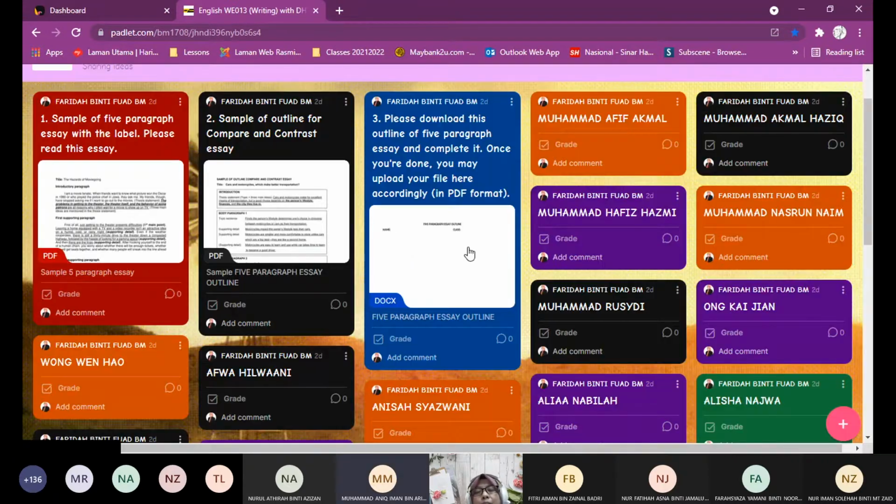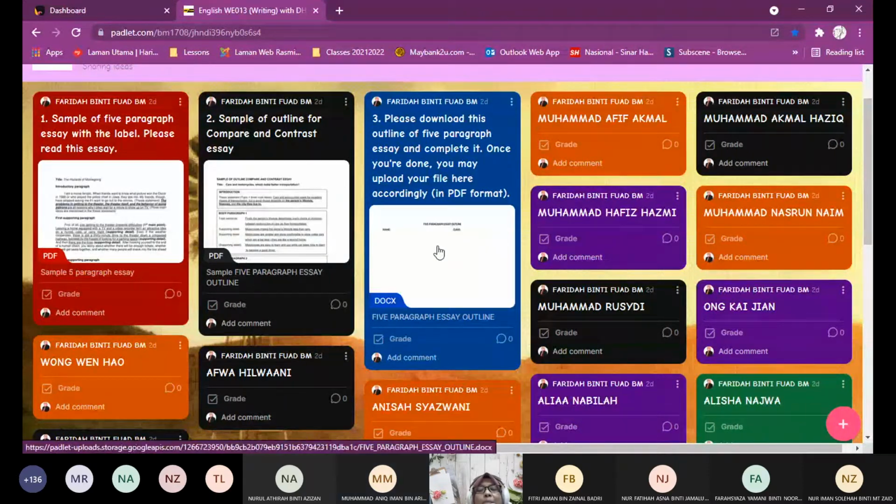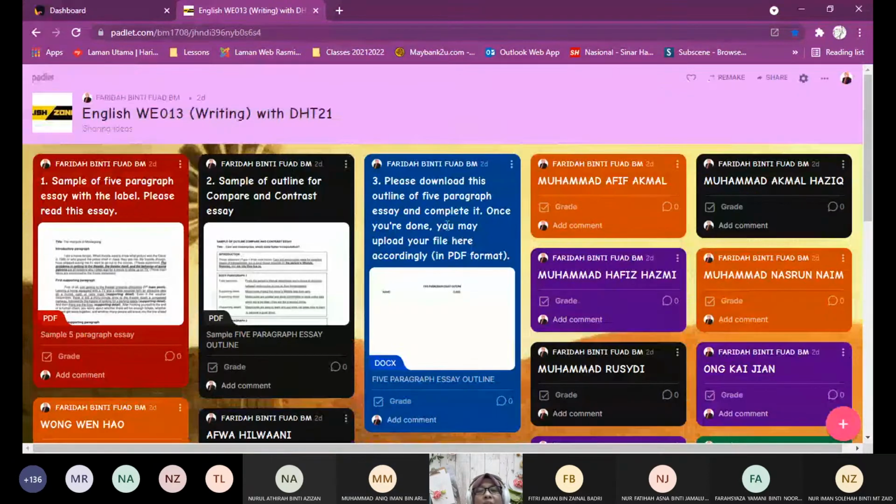So we must do 2 essays? No, only one. Just complete the outline. Number 5. Can you see the screen now? Can. 5 paragraph essay outline. Only this one, the blue color. For DH21, blue color. Different classes have different colors.